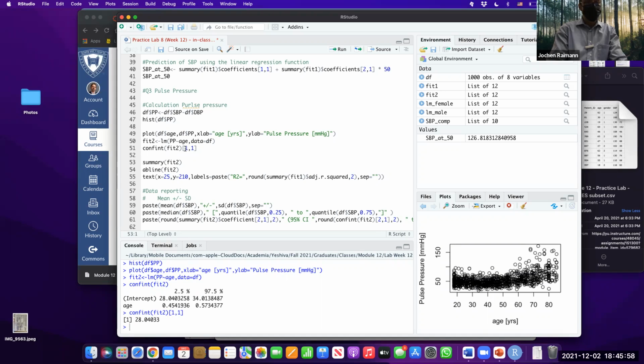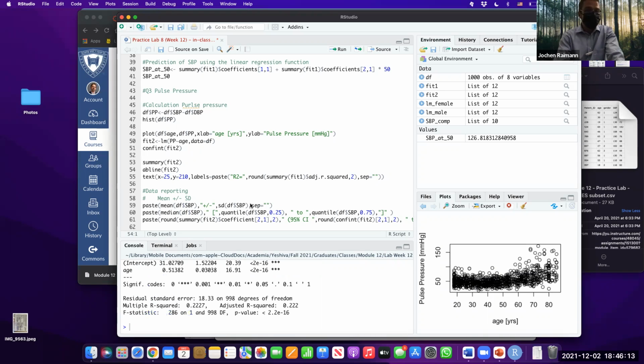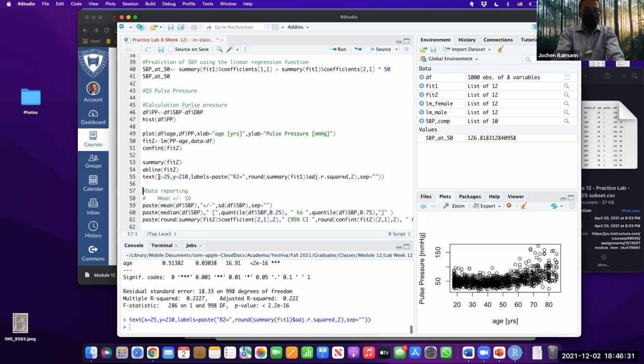each limit of the confidence interval. You can specifically target whatever confidence interval you want to extract, and you can use this for data reporting in a table, for example. It's a very useful function. If you do summary fit2, you get exactly this association that we've seen. It's comparable to the systolic blood pressure, but it is different in standard error and in the prediction across males and females. With text, we can depict this on our plot, just as we did before.